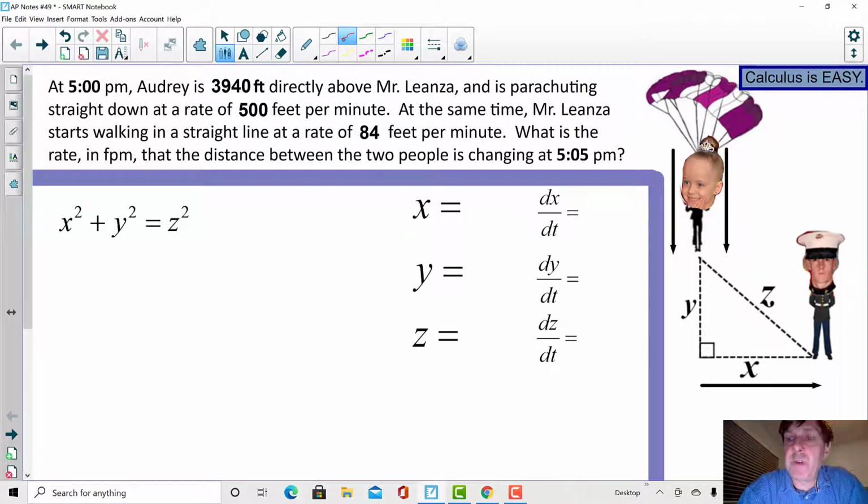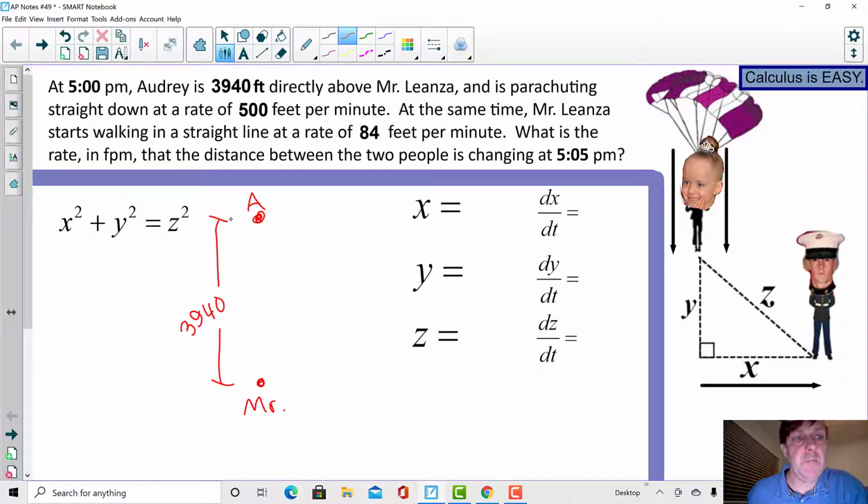Okay, we're going to do some similar examples as last time, just a little bit different story. This one says at 5 p.m., Audrey is 3940 feet directly above Mr. Leanza. So we got Mr. Leanza down here, I'll just put it Mr. L, then we got Audrey up here, and the total distance is 3940.